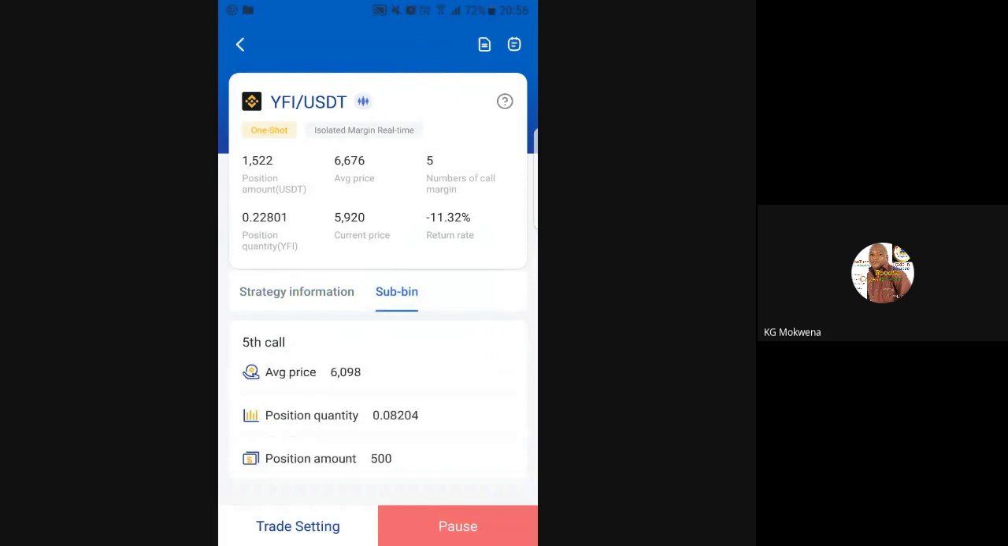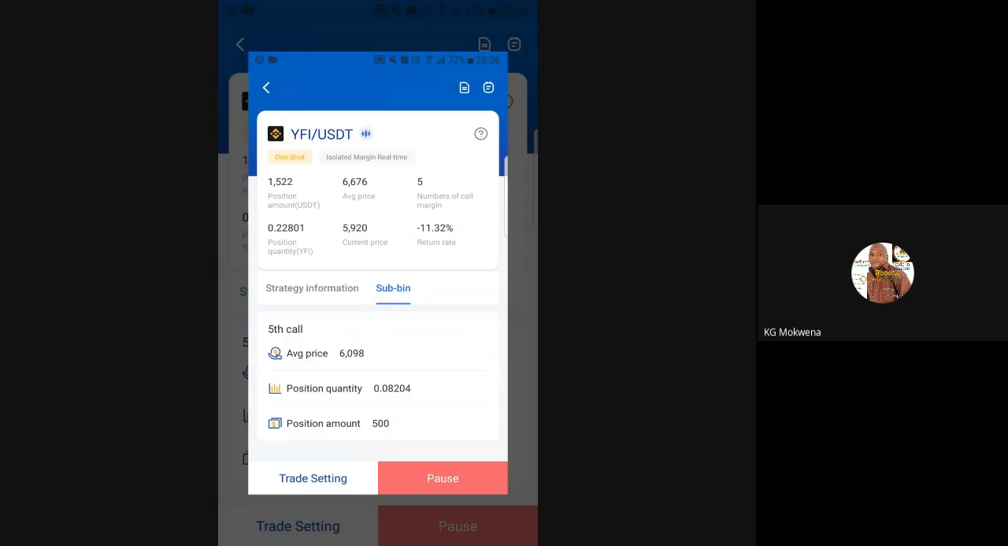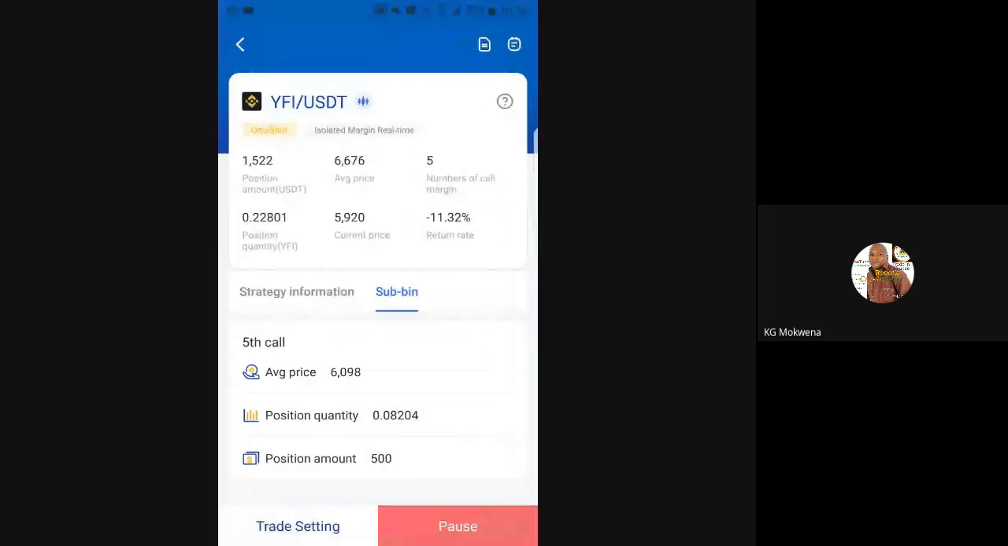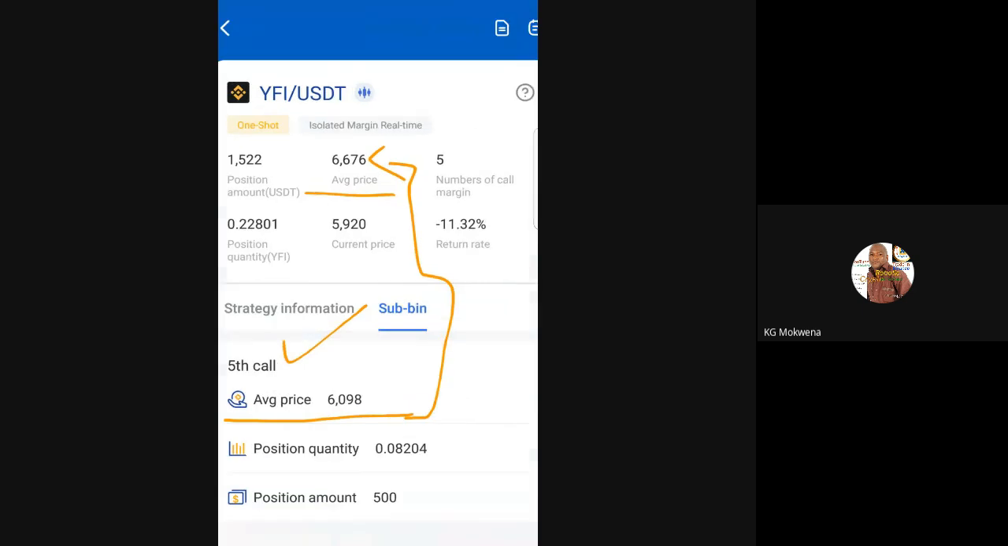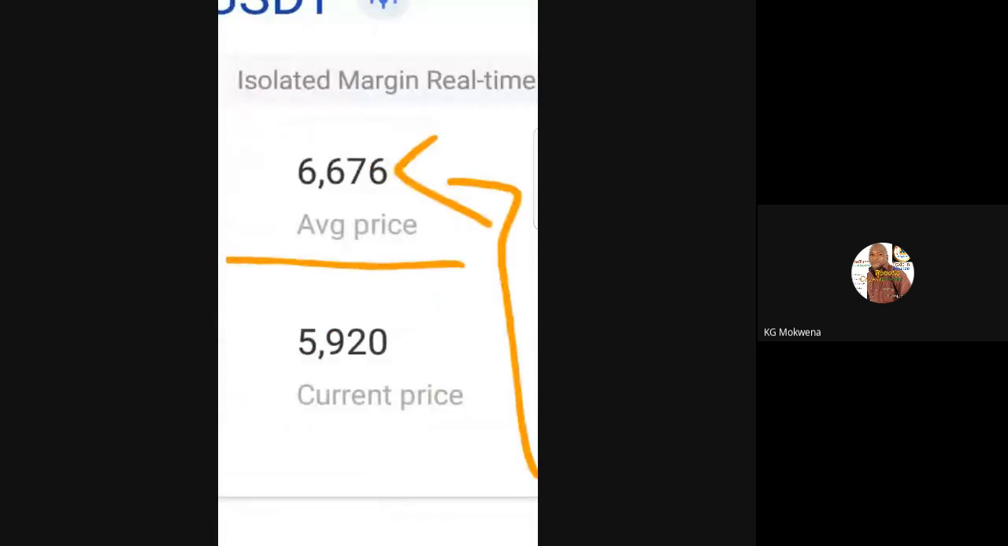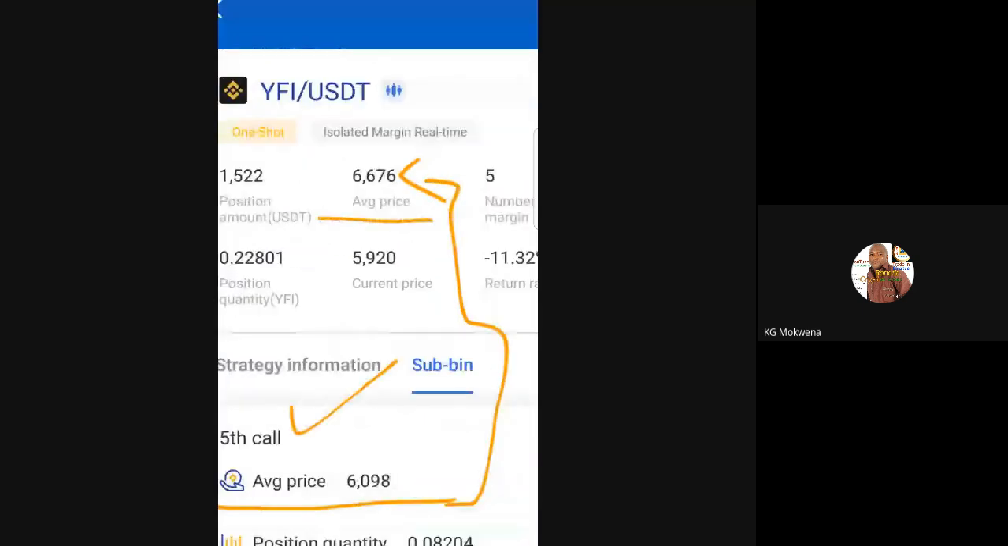At the moment, you will see that sub-bin, position number 5, it's able to trade individually. You can see 5th call here. And then you can see 5th call has its own average price, which is different to this average price here. It is different to this average price. I don't know if you can see that. Average price is 6,676. However, position number 5's average price is $6,098.